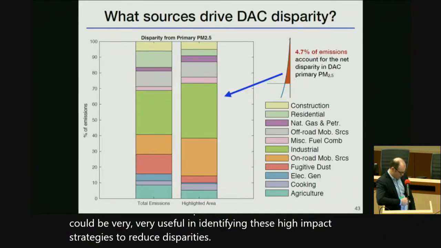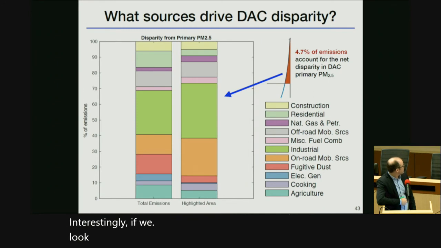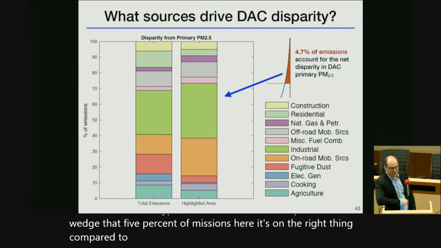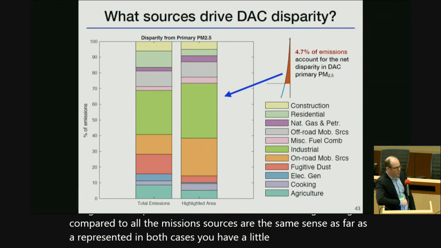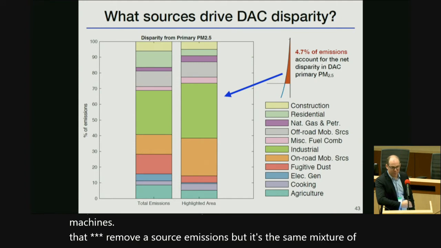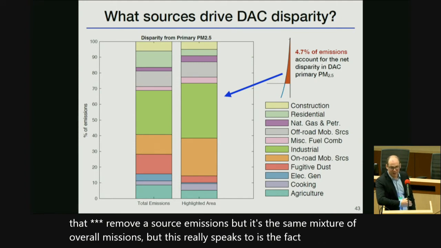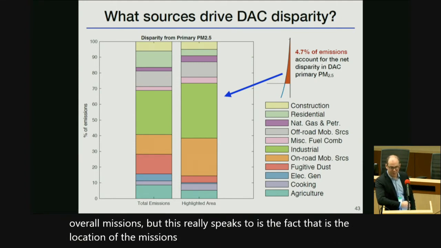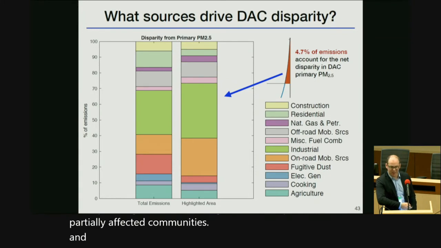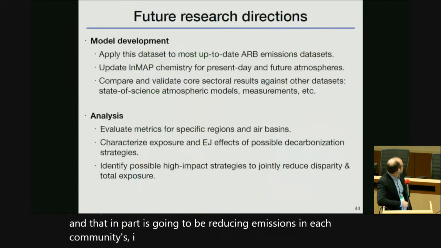Interestingly, if we look at the types of emissions that make up that little wedge, that 5% of emissions here, that's on the right, and compare it to all the emissions, the same sets of sources are represented in both cases. You have a little bit more industrial emissions, quite a bit more on-road mobile source emissions, but it's the same mixture of overall emissions. What this really speaks to is the fact that it's the location of the emissions, not just the type of sector of emissions that's really driving it. So it's reducing emissions in places that disproportionately affect EJ communities, and that in part is going to mean reducing emissions in EJ communities. I think it's fairly obvious, right?